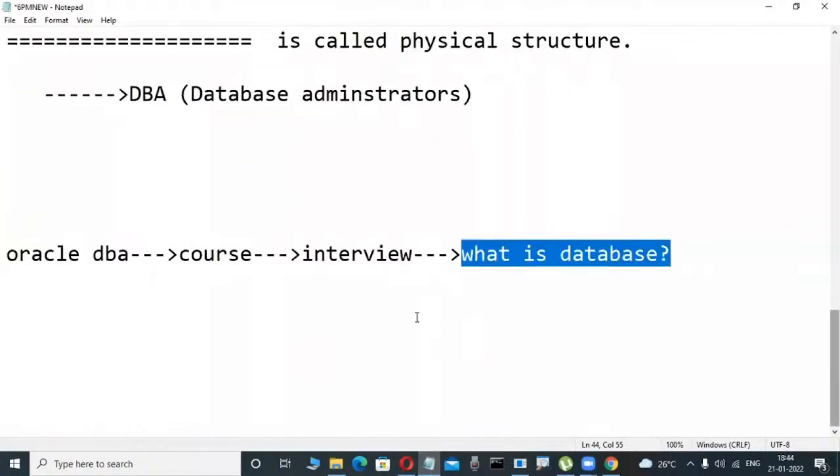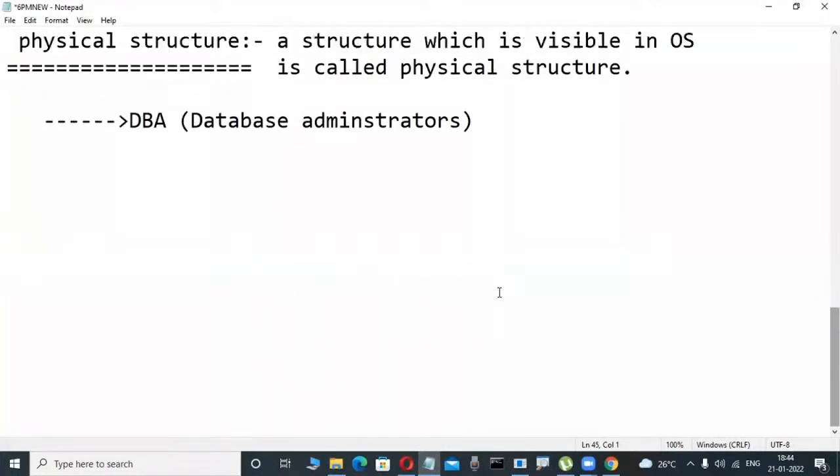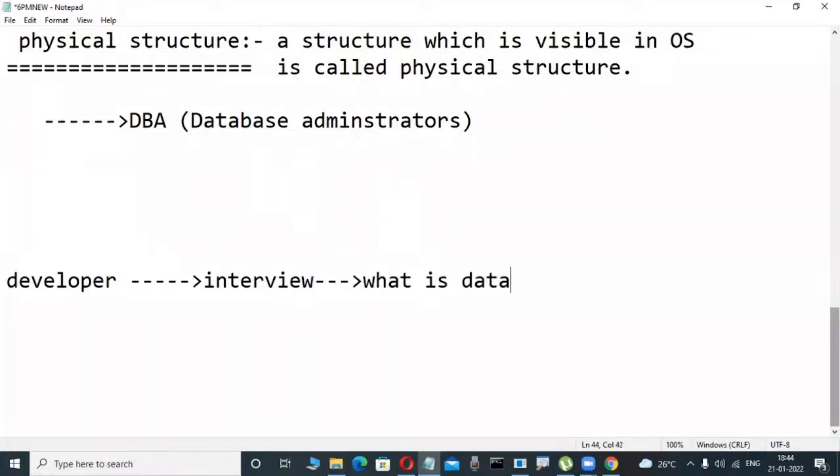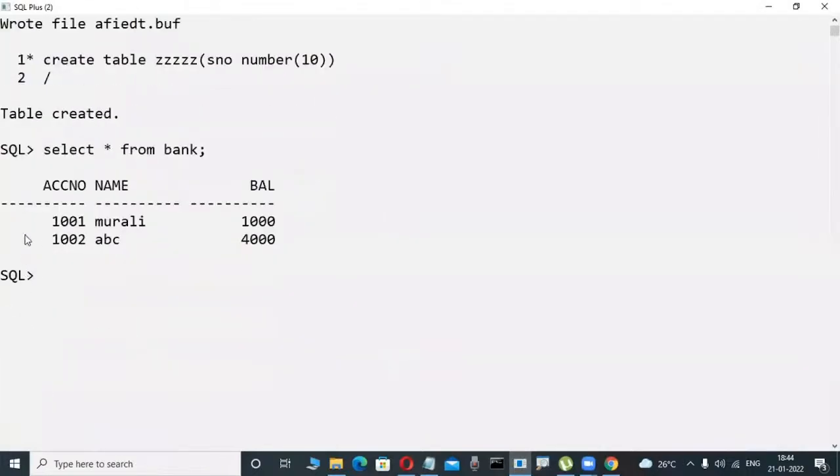Suppose I am a developer, not an administrator. I am a Java developer, SQL developer, PL/SQL developer, Python developer, like that. These developers attend an interview. What is a database? Generally, for example, when they are asked, the developers tell the logical structure. They say it is a place where we can store a structured collection of data.